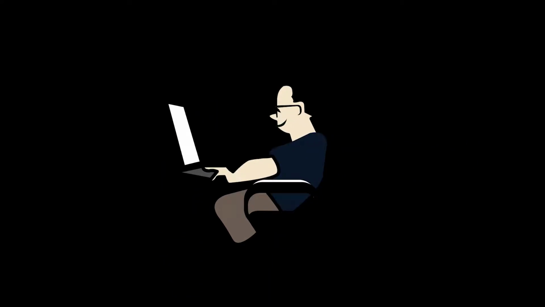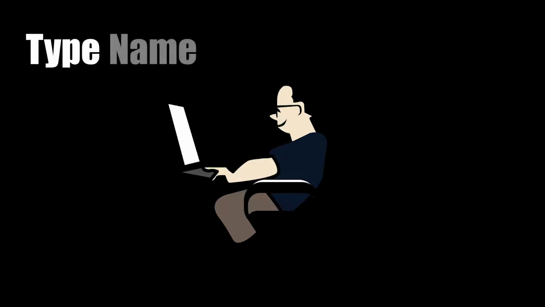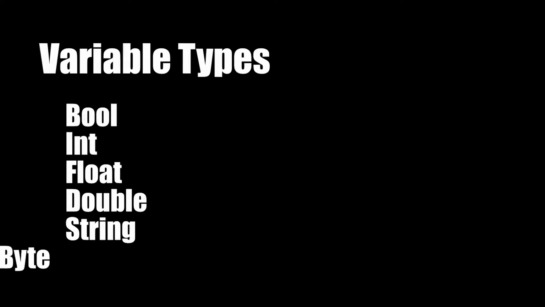In order to create or declare a variable, we use the following format. First, we state the type of the variable. Then, we give the variable a name, and of course, we finish the line with a semicolon. There exist many different types. Some of the built-in or primitive and most used types are bool, int, float, double, string, and byte.